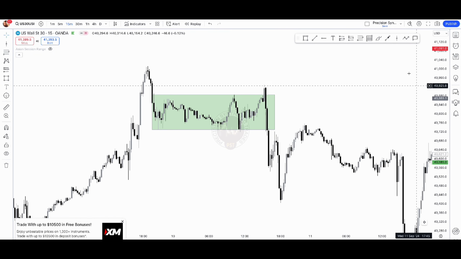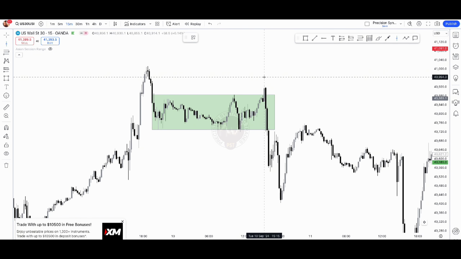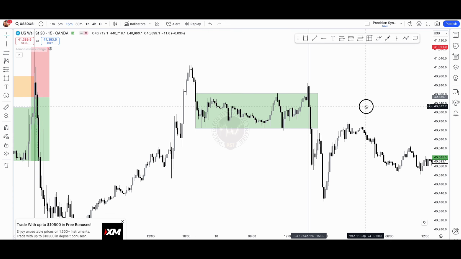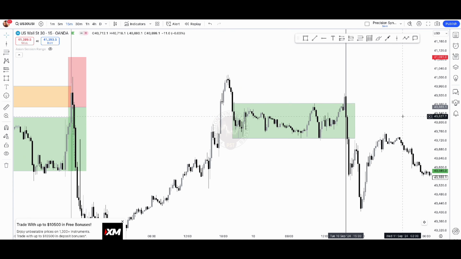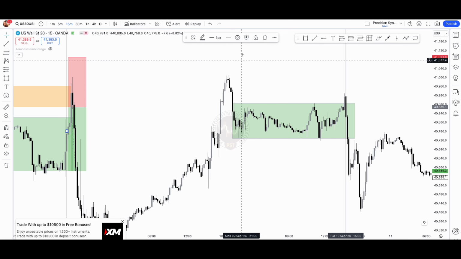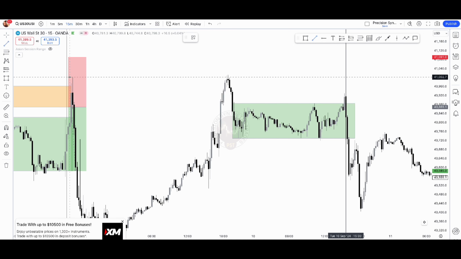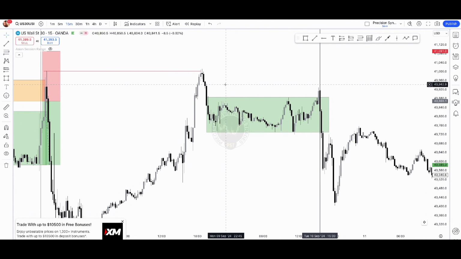Let's look at the next example. Let's quickly mark out 3:30. So this was our high. Let's just 100% check there. Let's just move this box. There we go. So this was our high. Liquidity has been swept.